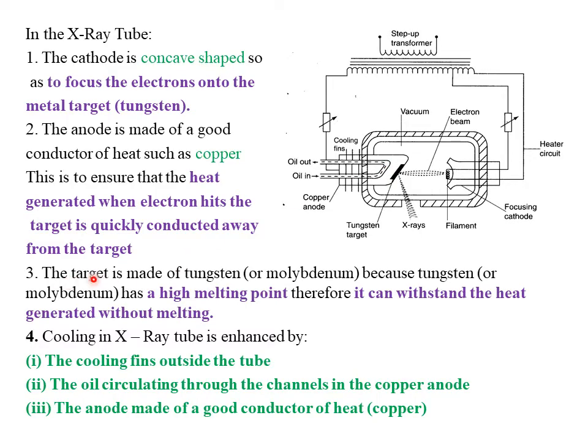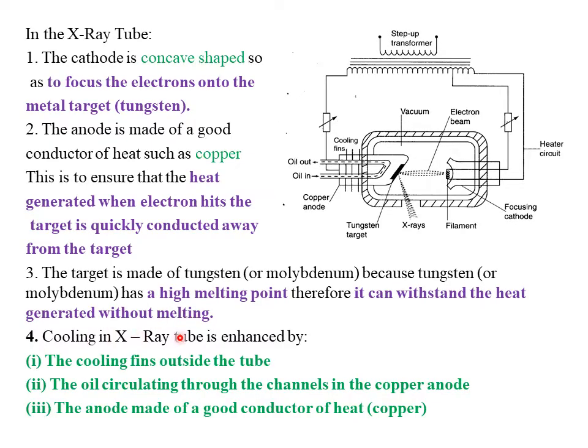Then the target is made up of tungsten or simply molybdenum, because tungsten or molybdenum has a high melting point. Therefore, it can withstand the heat generated without melting. Remember, 99.5% of the kinetic energy is converted to heat. So that heat needs to be conducted away. So we need a metal of very high melting point to withstand the heat generated without melting away.